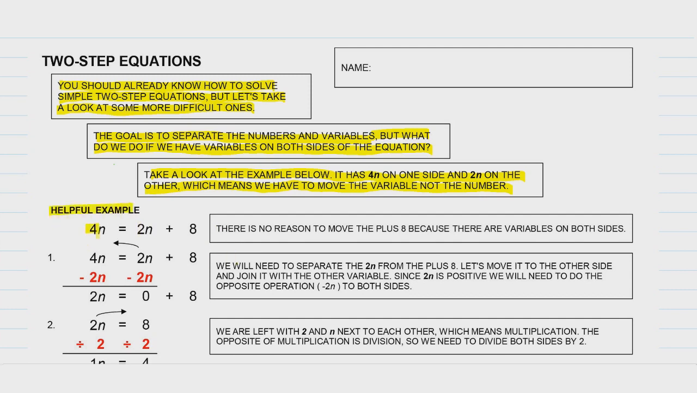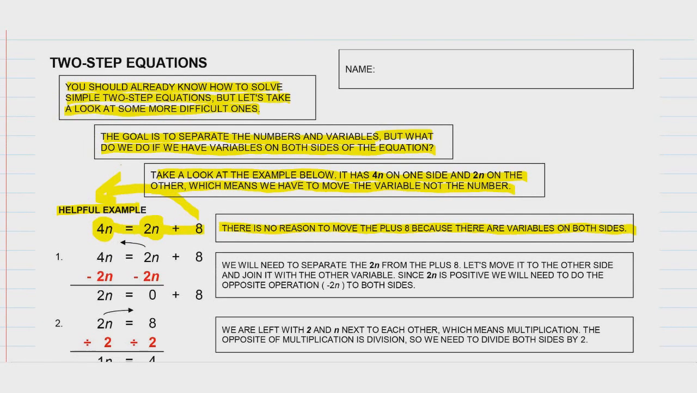We have 4n equals 2n plus 8. As you can see, we have variables on both sides of the equal sign. We have the 4n over here, and we have the 2n over here. So it says right here, there is no reason to move the plus 8 because there are variables on both sides. Because if we move the 8 over to here, the 4n is going to be saying, "What are you doing? I've got a variable over here. Why are you moving a number next to me?" So really, we should be moving the 2n.